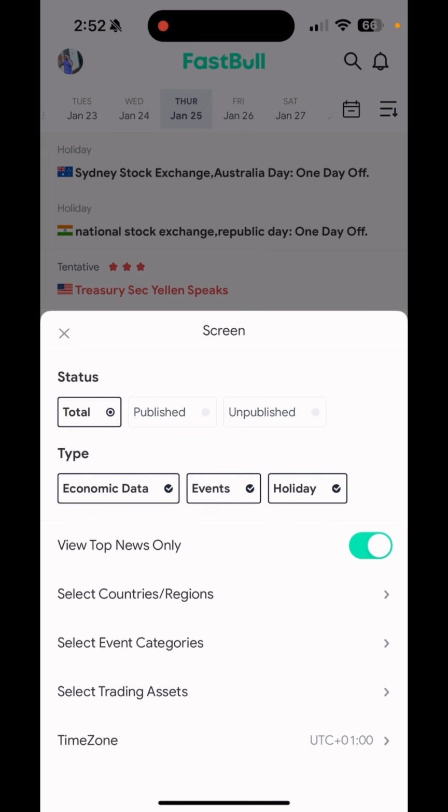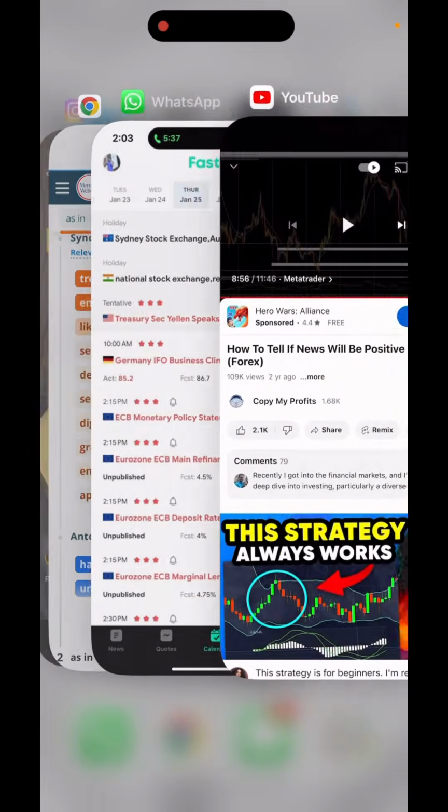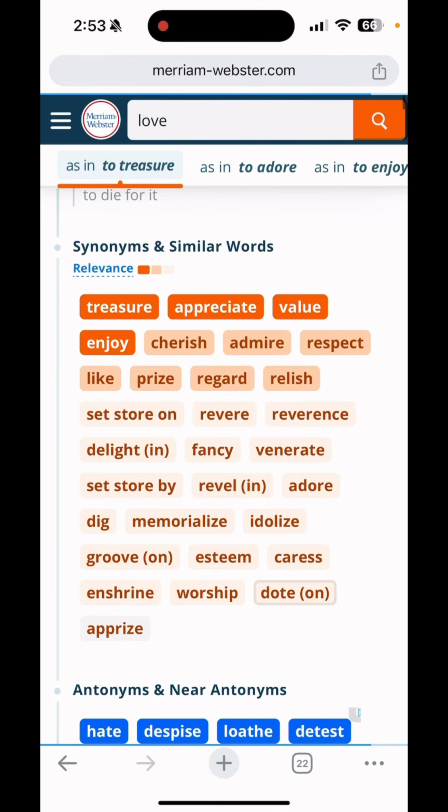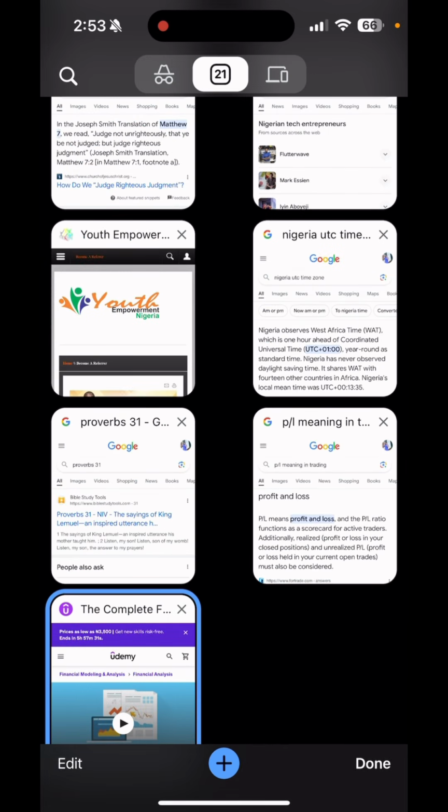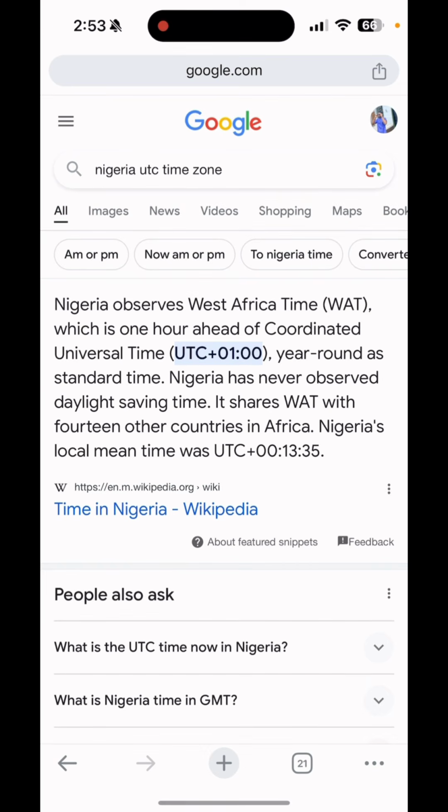Then time zone. Time zone is very, very important. If you are in West Africa, let me show you one search that I made. Nigeria observes West African time, which is UTC plus 01:00.